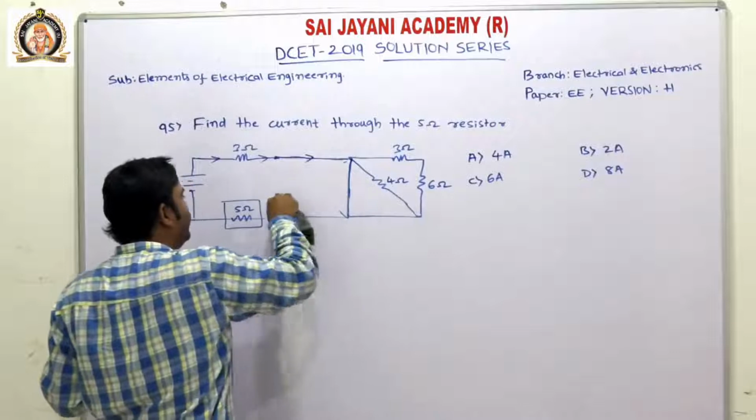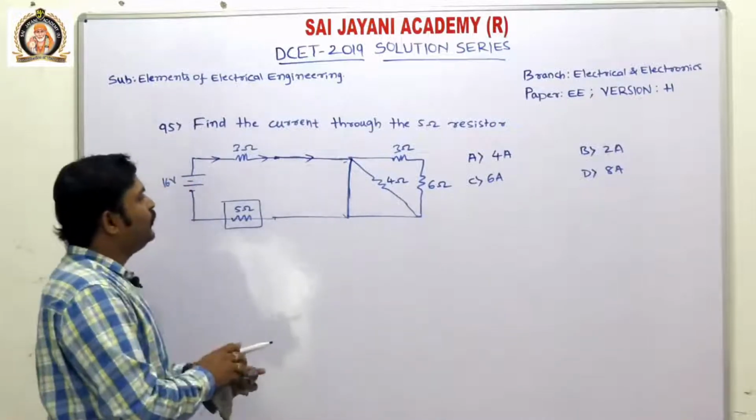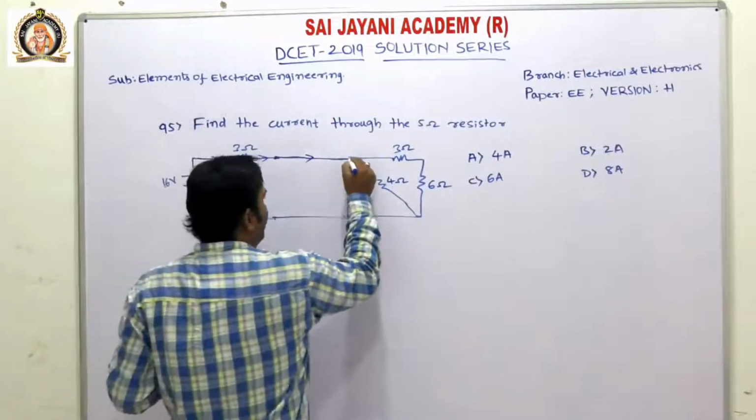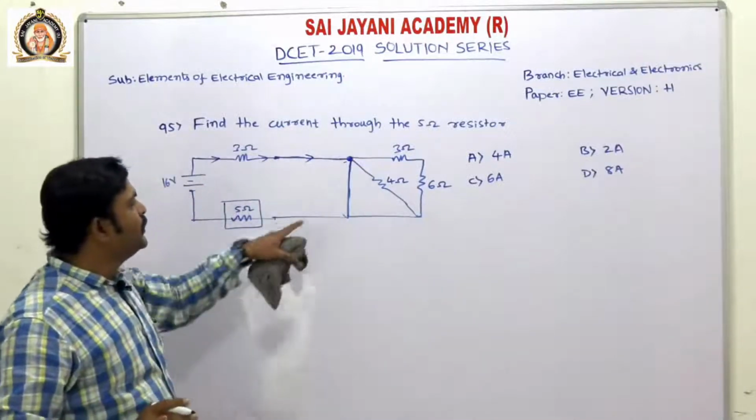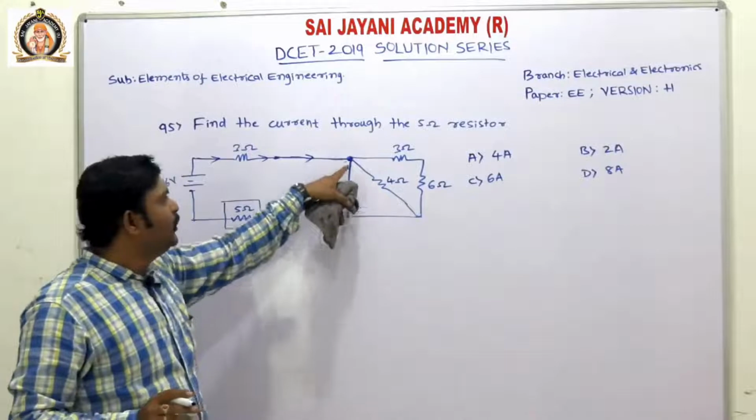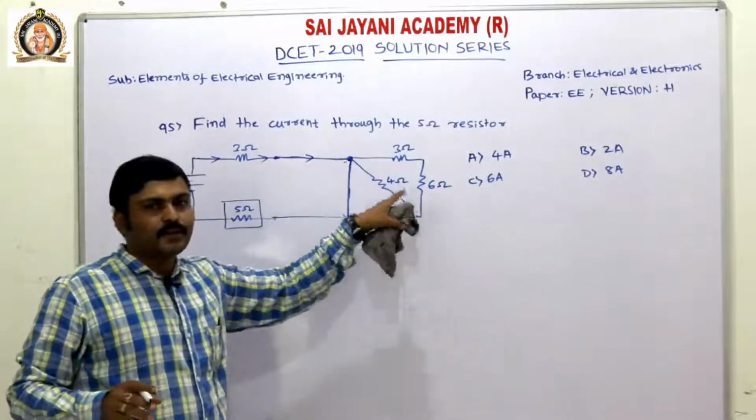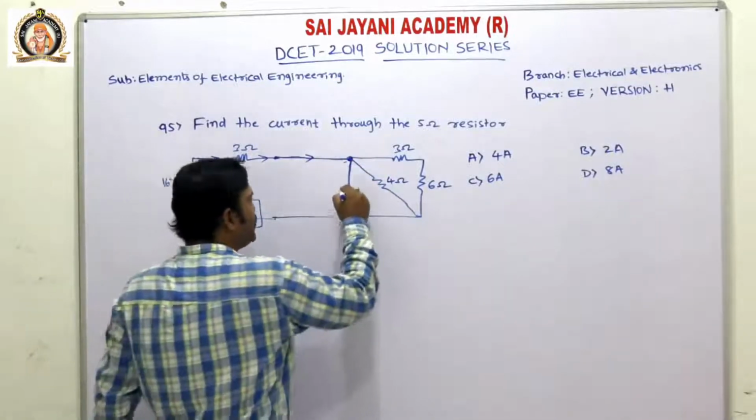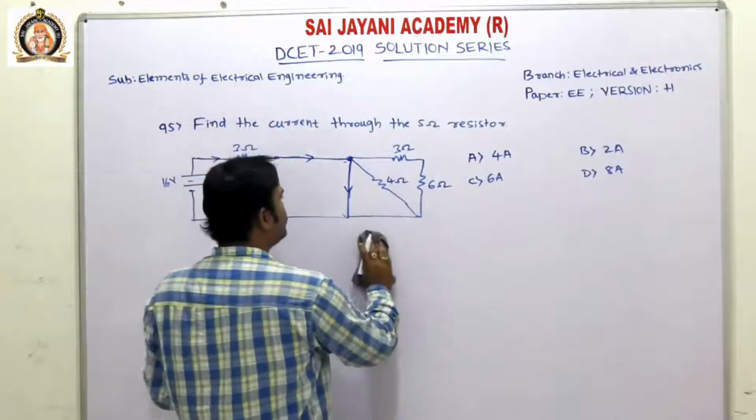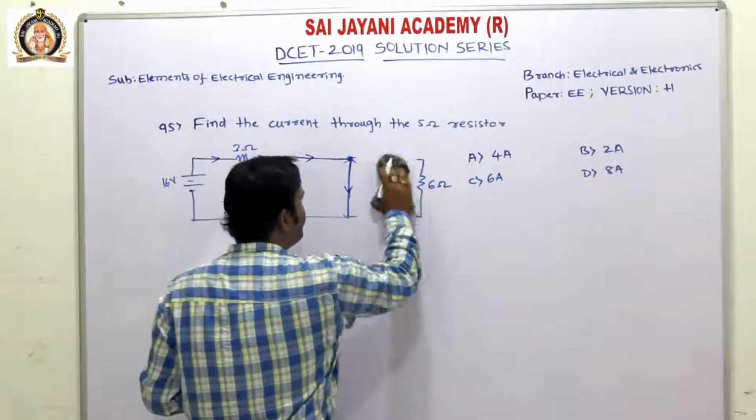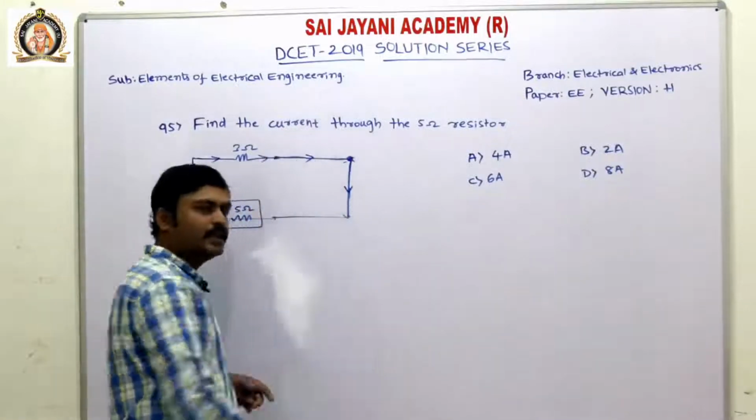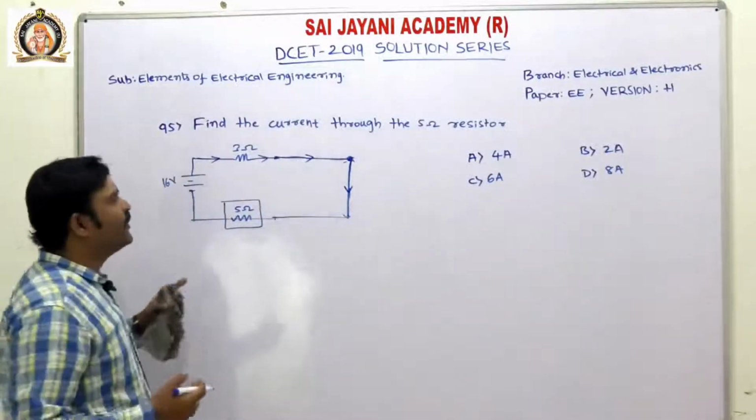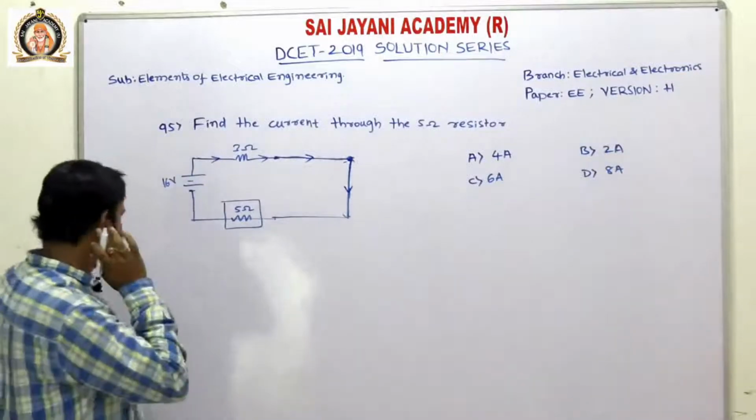Next, after reaching this junction, see the short circuit and the resistive path. Here is a short circuit, here are the resistances. So current chooses this path, and these two paths can be omitted. So this is the simplified circuit right now.